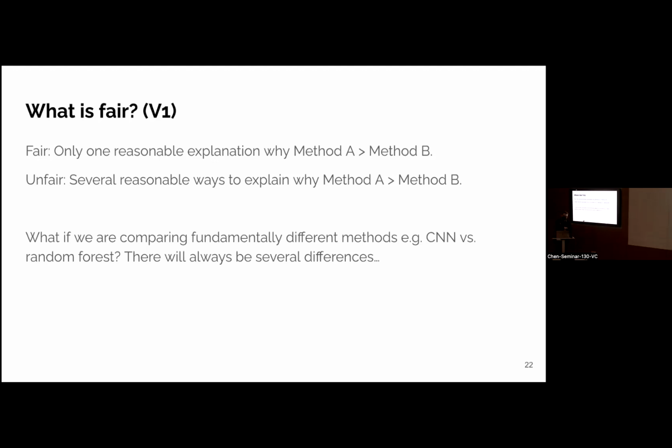The thing I thought about is, well, what if we're comparing fundamentally different methods? Like if you have a CNN and a random forest, you can apply both to the same problem, but there will always be differences between these, and you can never boil it down to just one difference at a time. Does anyone have an idea for a notion of fairness that can deal with this fact?